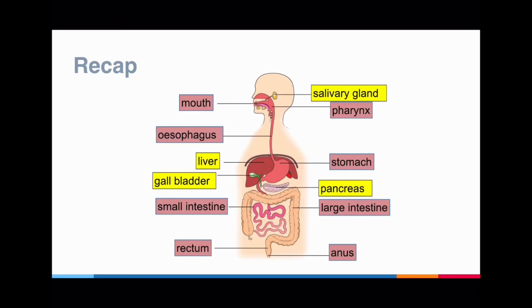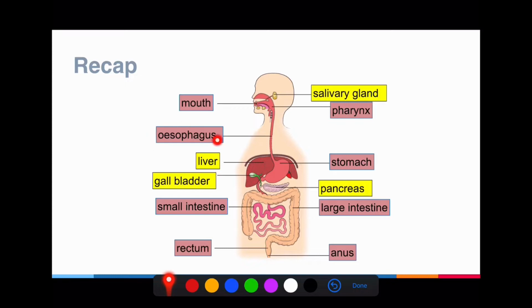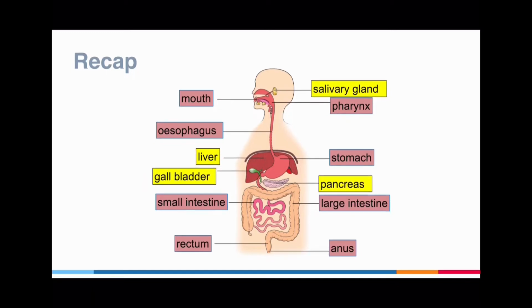I just want to point out some things that we mentioned in the other lesson. We spoke a bit about the esophagus, where we first learned about the two different layers of muscles, the longitudinal muscles as well as the circular muscles. We also ended off by talking a bit about the gallbladder, liver, pancreas, etc.